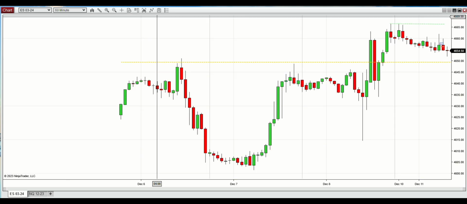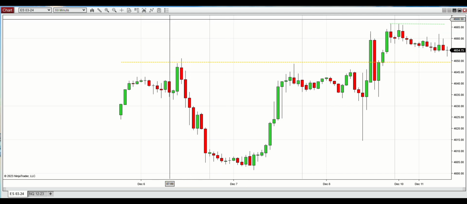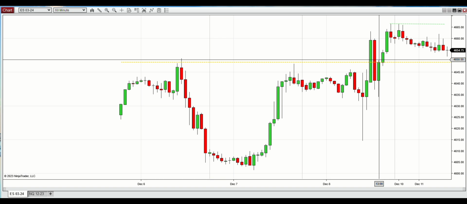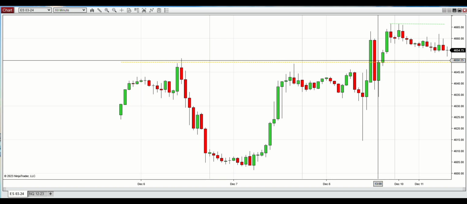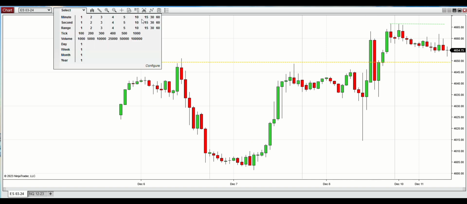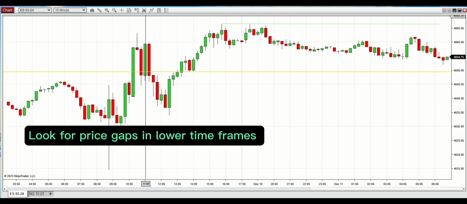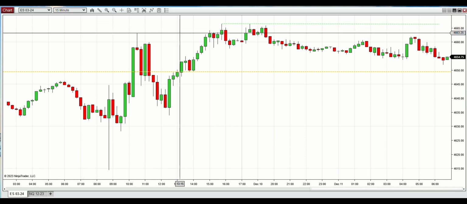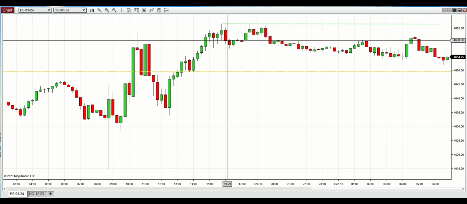So I am looking for a small pullback. Dropping down to the 60-minute chart, looking for any potential areas of price that need to be filled. And I see a small gap there. So I'm definitely looking for a short position, and that's exactly what I ended up taking. I traded a short position for a few points.